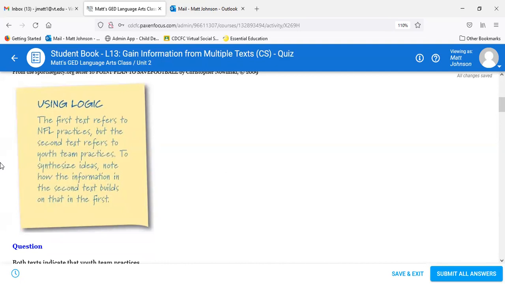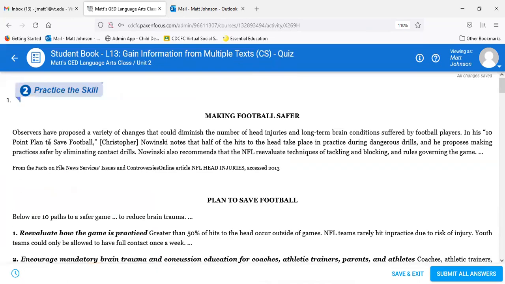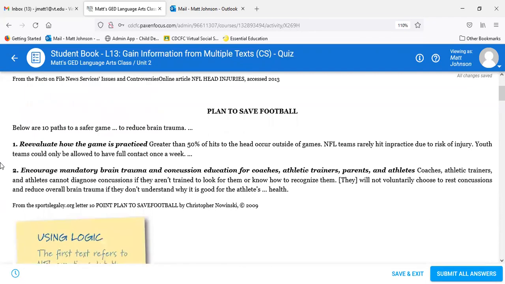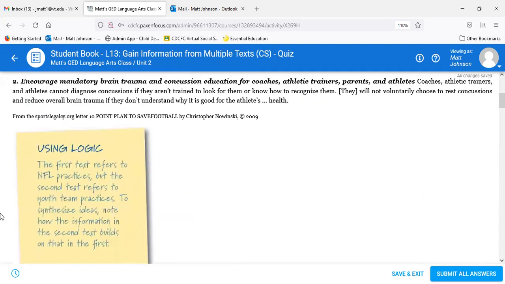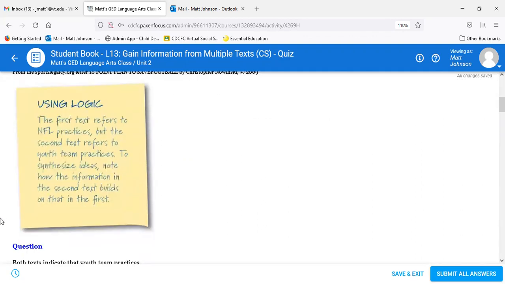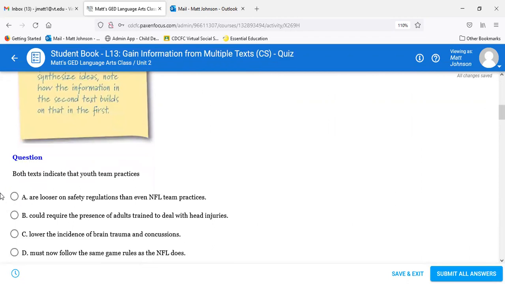To synthesize ideas, note how the information in the second text builds on that in the first. So it's actually the second text that is basically getting referenced in the first. So overall, thinking about those two texts, what can we infer and draw conclusions about? Let's go on to our questions here.